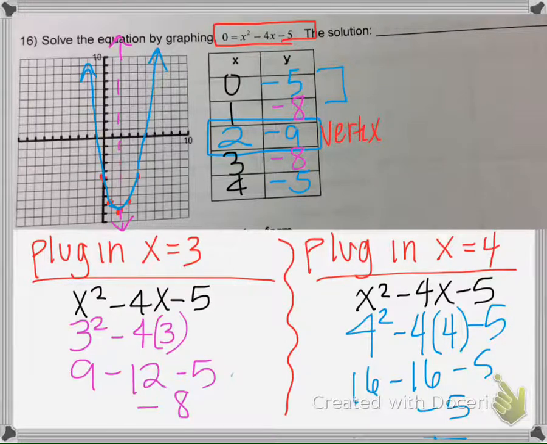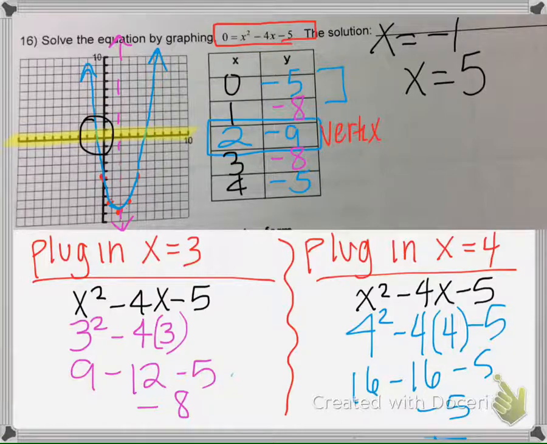Okay, so when we graph our points, we have our parabola. It says solve the equation by graphing. So we know that the solutions are where the graph crosses the x-axis. When I graphed my parabola, it looks like it crosses at negative 1 and it crosses at positive 5.